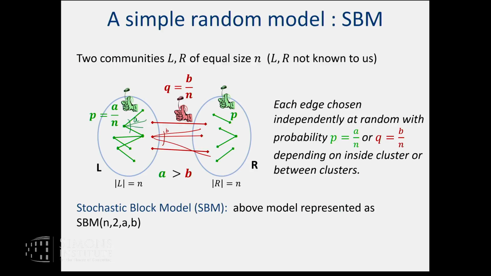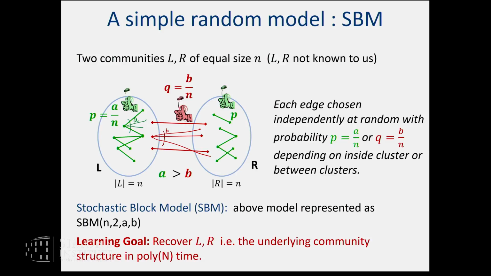This kind of model is called a stochastic block model, and using this notation, it just means there are n vertices in each of these clusters, there are two clusters, the average degree inside the clusters is a, and between the clusters is b. Then you can generalize this. Here the goal is to recover, for instance, if you look at the second goal, the two communities, L and R. And if you find the two communities, you can also figure out the parameters p and q.